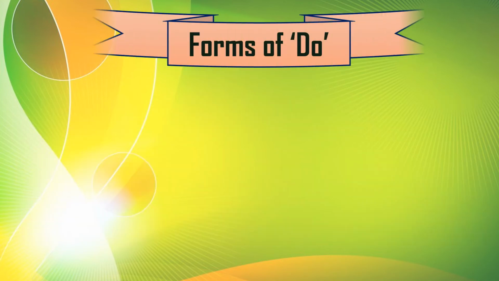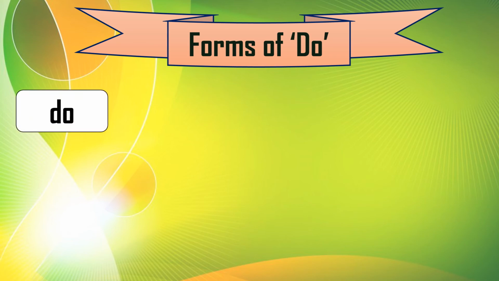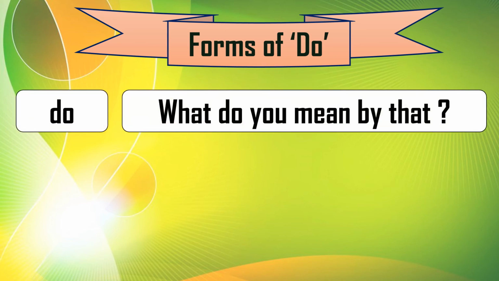So now we will see forms of do, primary auxiliaries, forms of do. What do you mean by that? As I said earlier, we can make negative sentences as well as we can form questions with these auxiliaries.